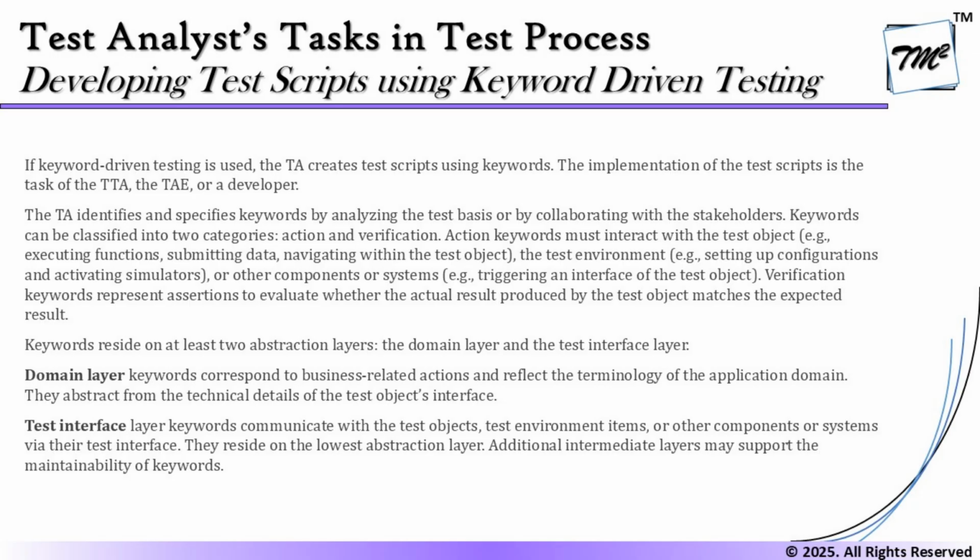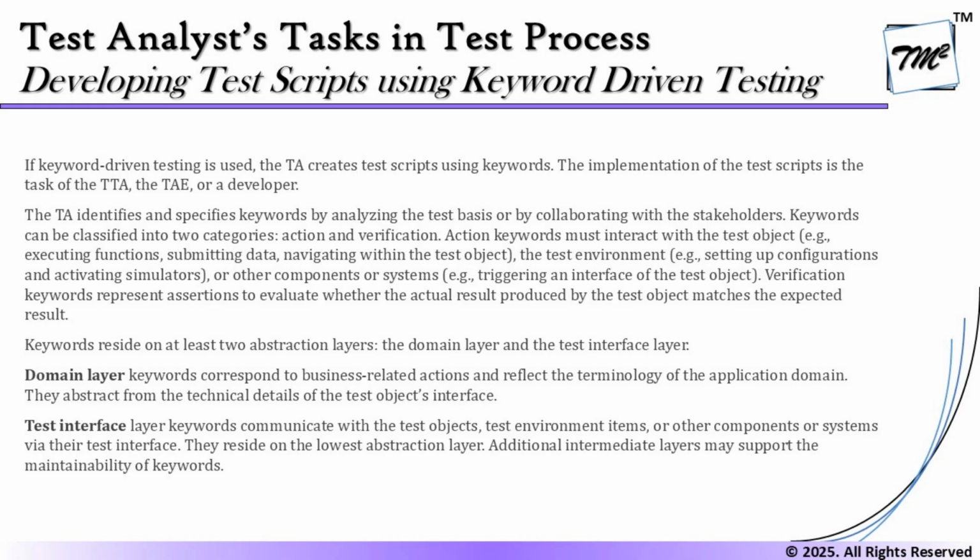Also, keywords can be classified into two categories, that is action and verification. Action keywords define what exactly the user must do with the test object, such as executing functions, submitting data, or navigating within the test object. The other component is the test environment, where we set up the required configuration or any other components or systems which could be a part of that, like triggering an interface such as APIs. That could all be a part of our action keywords. Whereas verification keywords represent the assertions, which are the checkpoints to verify the values during runtime, to evaluate whether the actual results produced by the test object match the expected result.